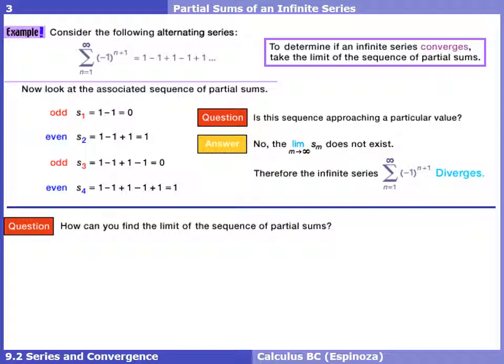This is really the only example I've done here. So in general, how are we going to do these problems? Are we always going to list off a bunch of partial sums and then see what happens? Well, the answer is no. In most cases, to figure out this sequence of partial sums, it's just way too complicated.